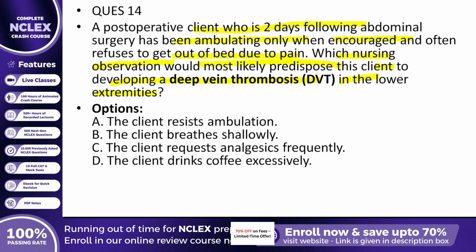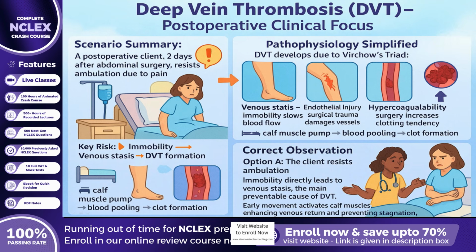Option A, the client resists ambulation. Option B, the client breathes shallowly. Option C, the client requests analgesics frequently. Option D, the client drinks coffee excessively. The correct answer is Option A, the client resists ambulation. Let us now understand why this is the correct choice.